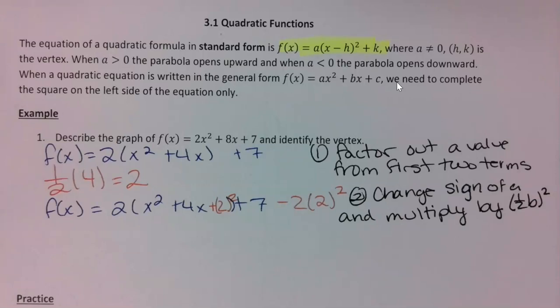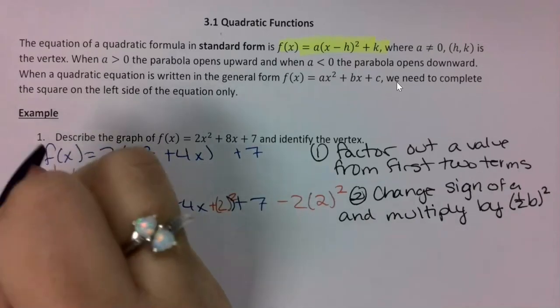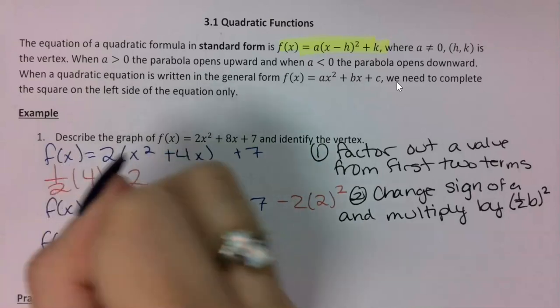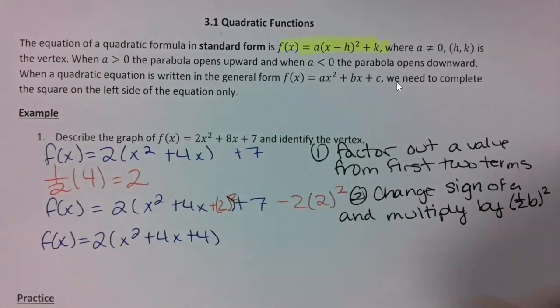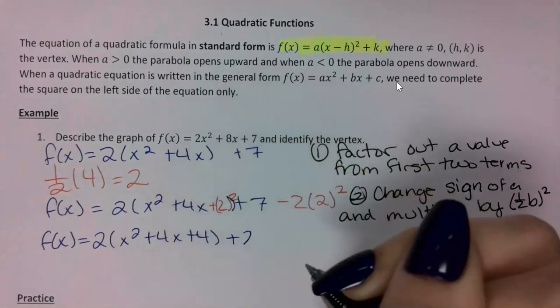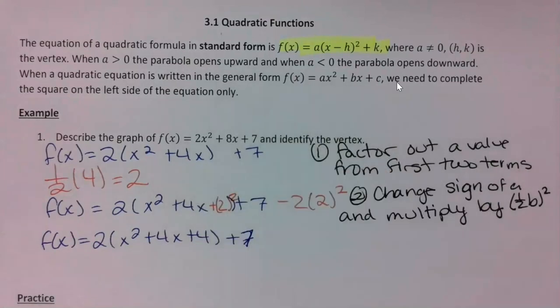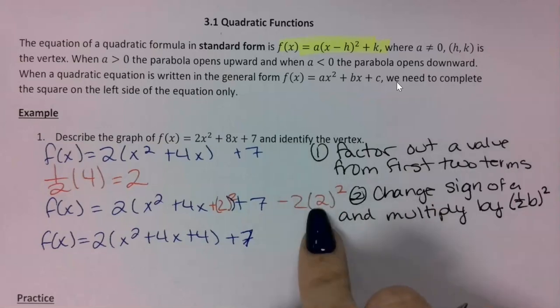Okay, so then I want to simplify. So 2 squared is, and negative 2 times 2 squared is this part in red. What does it equal? What is 2 squared times negative 2?